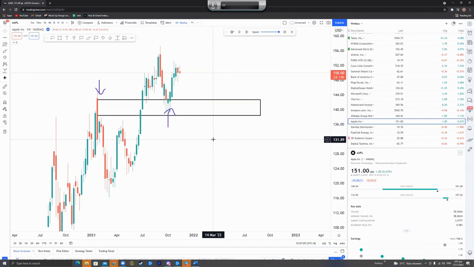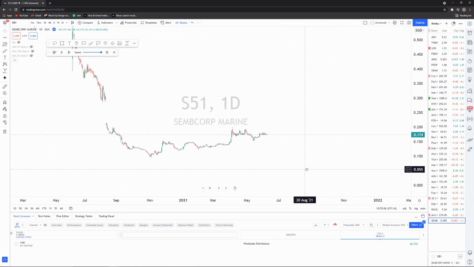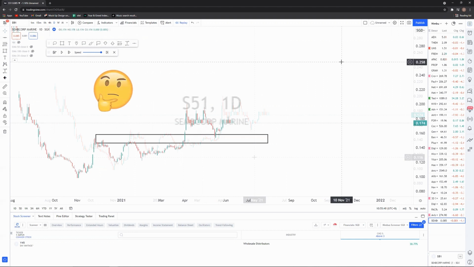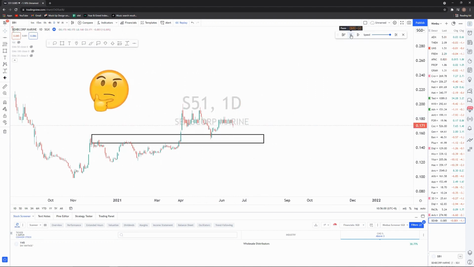But do remember that this only works in an uptrend. So please do not go and choose a downtrend chart and then start looking for resistance turn support levels. That's not going to work. This only works in an uptrend.